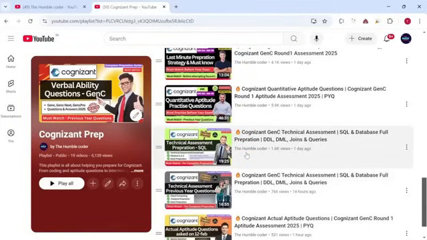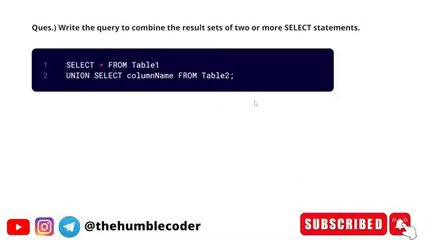Now let's start with our first question. Let's look at this question. The question that we have is, write the query to combine the result sets of two or more select statements. So see, how can you write the answer to this? You will not have any MCQs first of all. You will need to write the query on your own.